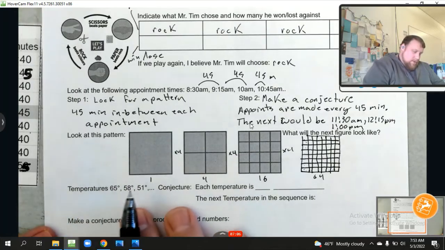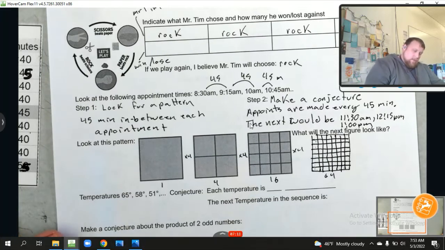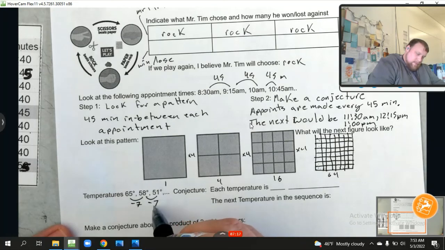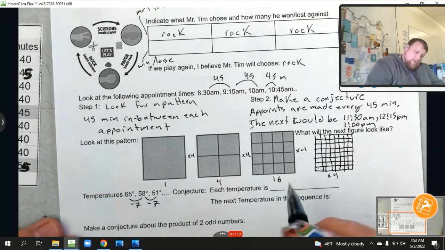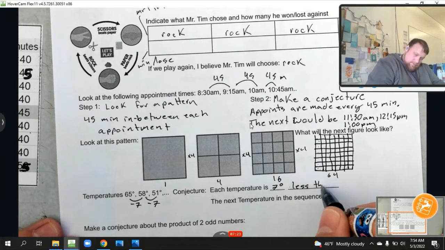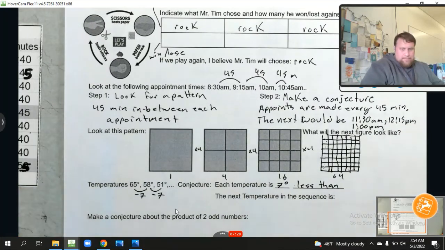Okay, again, temperature is 65 degrees, 58 degrees, 51 degrees. Let's look for a pattern. So that's what? -7. -7. So each temperature is 7 degrees less than the next temperature in the sequence. All right, nothing too bad.